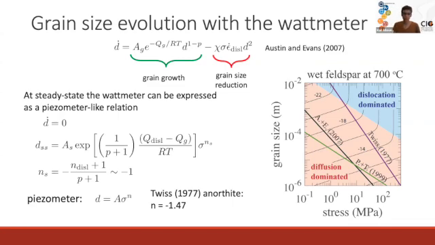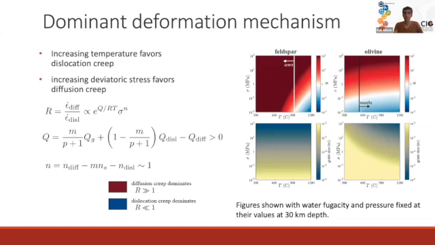The green line is the Post and Tullis 1999 piezometer, and the black line is the wattmeter. All three predict that feldspar dominated shear zones will deform primarily through diffusion creep under these conditions. In comparison with the field boundary model, with the wattmeter, the ratio of the strain rates for diffusion creep and dislocation creep will not necessarily be 1 at steady state.